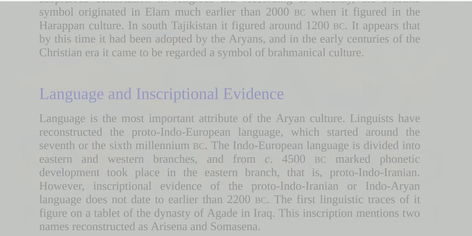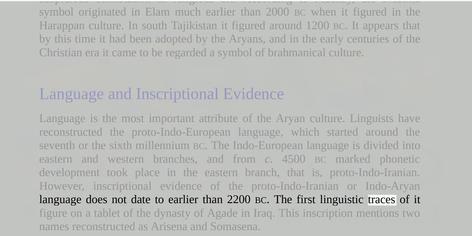Language and inscriptional evidence. Language is the most important attribute of the Aryan culture. Linguists have reconstructed the Proto-Indo-European language, which started around the 7th or the 6th millennium BC. The Indo-European language is divided into Eastern and Western branches, and from c. 4500 BC marked phonetic development took place in the Eastern branch, that is, Proto-Indo-Iranian. However, inscriptional evidence of the Proto-Indo-Iranian or Indo-Aryan language does not date to earlier than 2200 BC.